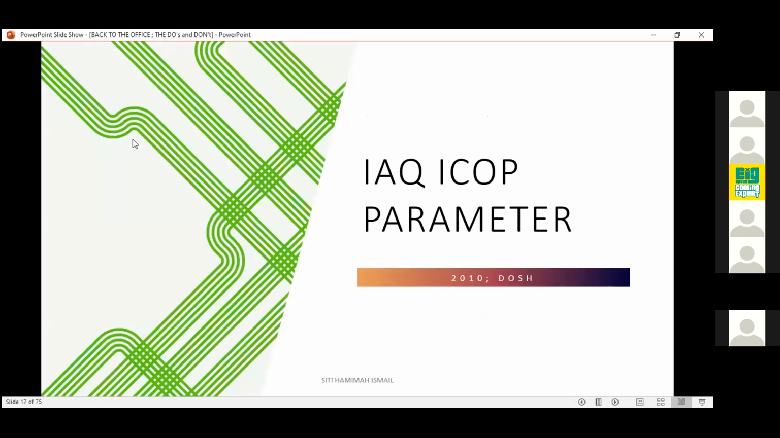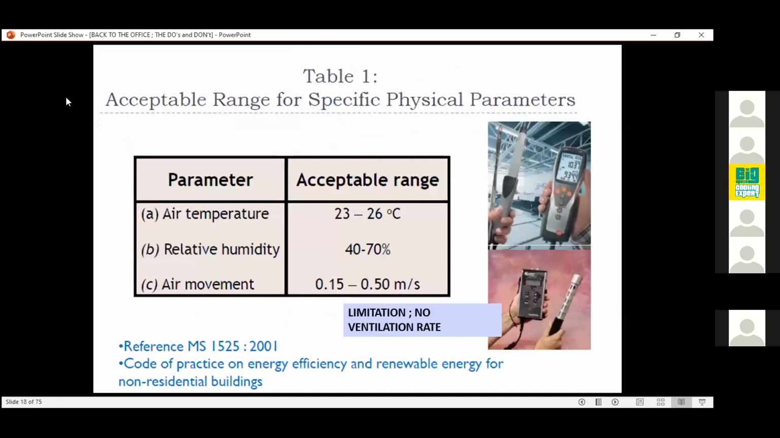Okay, the parameters of the ICOP. So if you look at the parameters of the ICOP before, the air temperature ranges from 23 to 26 degrees. Okay, the relative humidity goes from 40 to 70, but when it comes to energy you will see it is from 35 to 65, with a plus minus there. Air movement is 0.15 to 0.5 meter per second.